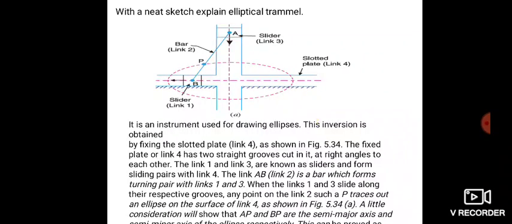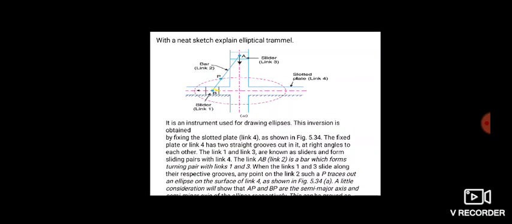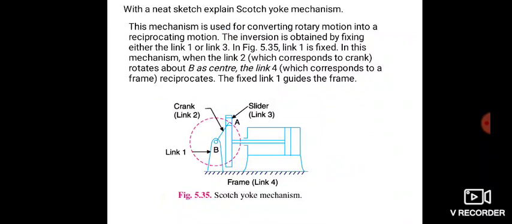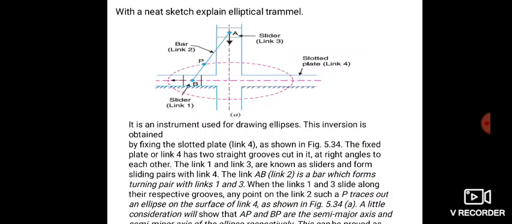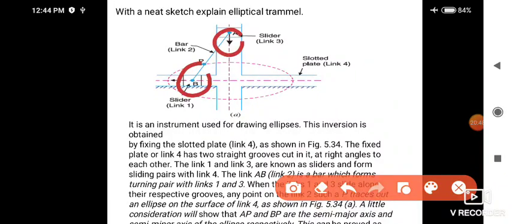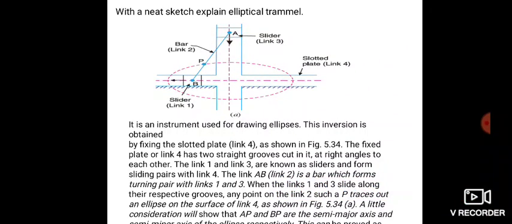So here, a little consideration will show AP and BP are the semi-major axes. Into these grooves, this part starts reciprocating, okay. With the help of that only, we are getting that elliptical intersection. So this is all about the elliptical trammel. This may come for 10 marks.